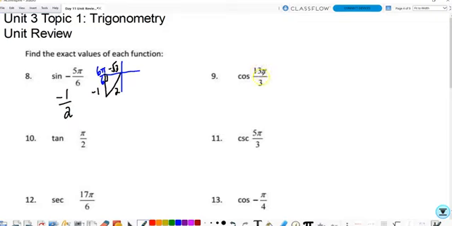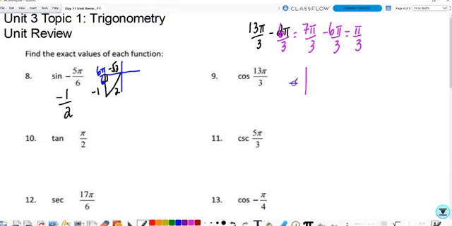Well, 13 over 3 is more than 2 pi. So I want to take away a rotation to figure out where that is. I'm going to have to take away another one. Oh, that's pi over 3. It's in quadrant 1. So with pi over 3 here, this leg is root 3, this leg is 1. Cosine is x over r.